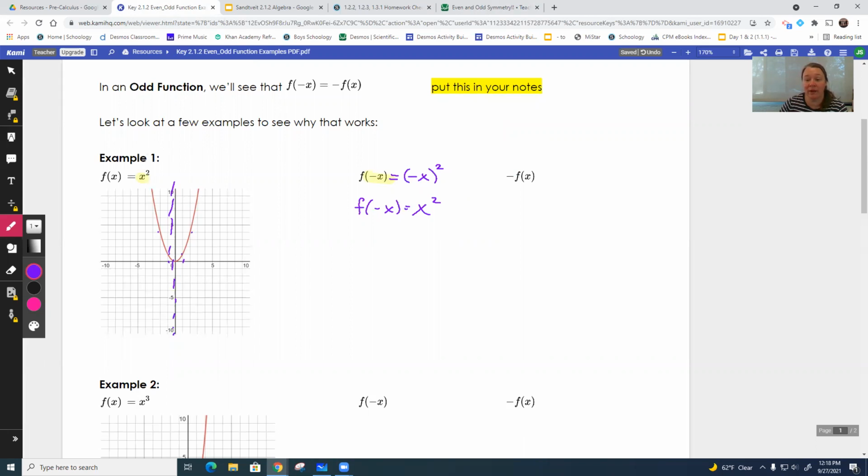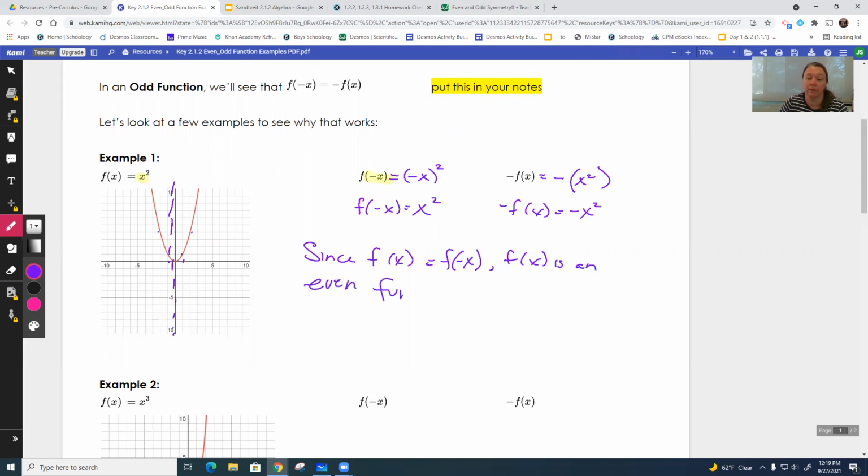Now, when it says the opposite of f of x, that means I'm taking the opposite of my f of x rule, which would just be the opposite of x squared. Okay, these are different things. This means square it and then take the opposite. This means that whatever this number is, times itself. So since f of x is equal to f of the opposite of x, f of x is an even function.